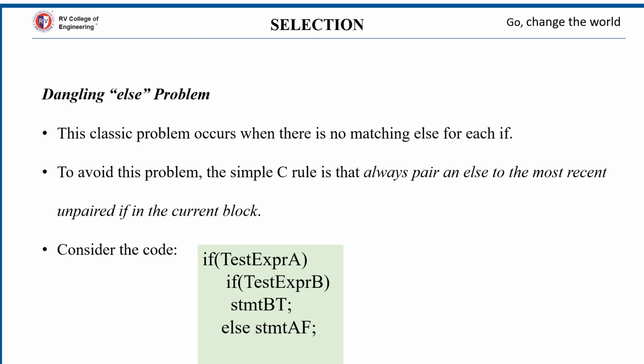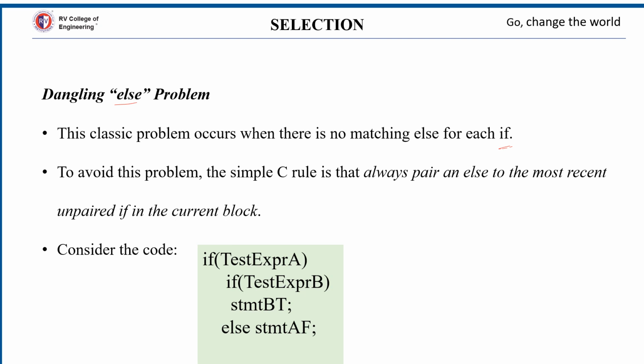Now, whenever we have such nested if-else statements, we encounter a problem called a dangling else. This is a problem which occurs whenever there is no matching else for each of the if. Right? So to avoid this problem, the compiler follows a very simple rule. It always pairs the else with the most recent if in a current block.